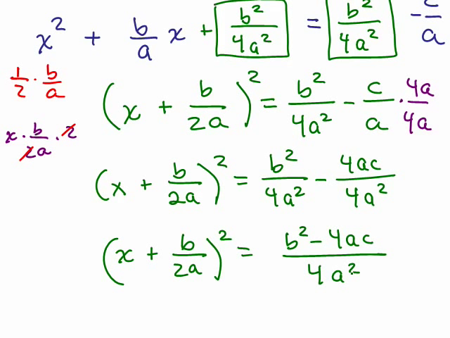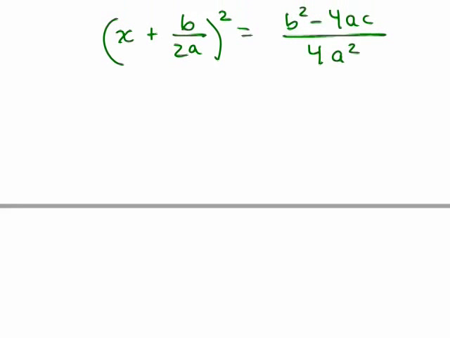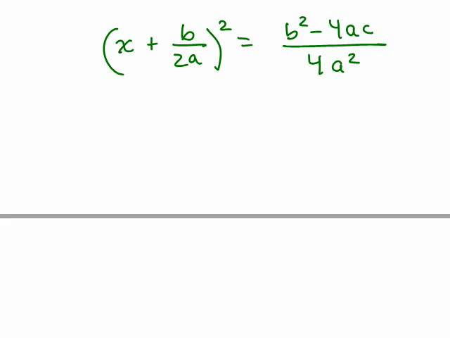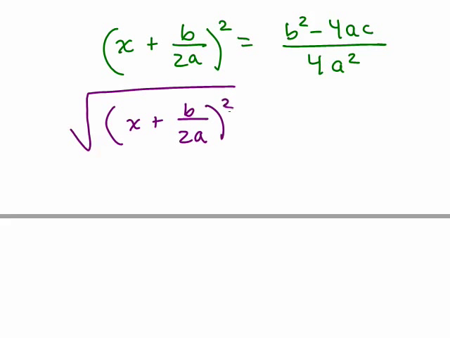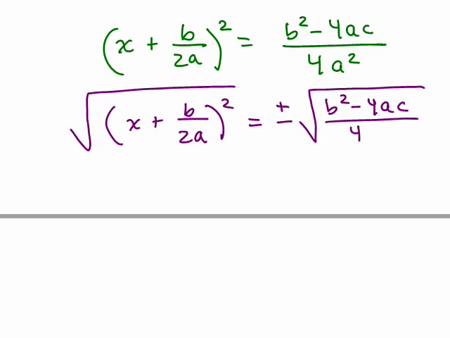Okay, now I know this thing squared is what's over here. And now, to figure out what x is, I'm going to take the square root of both sides. When you take the square root of both sides, remember you have to put a plus or minus in front of one of the sides. All right, so if I take the square root of something squared, I get what's inside, which is x plus b over 2a.